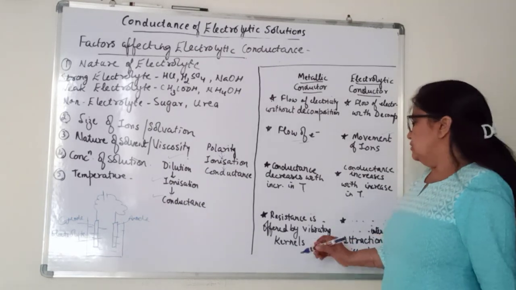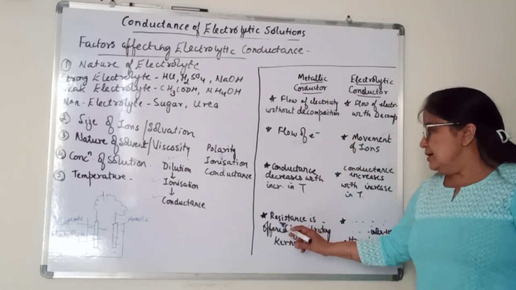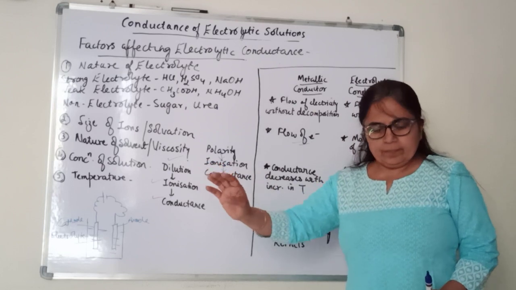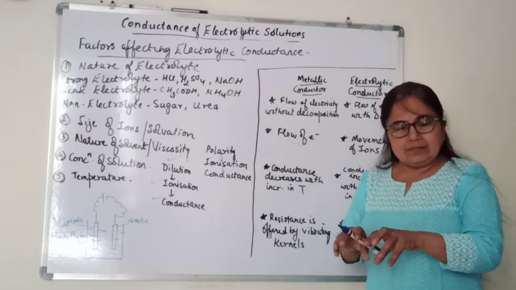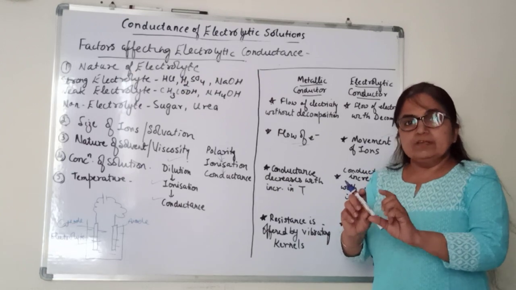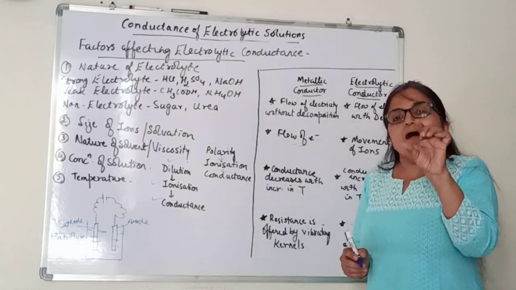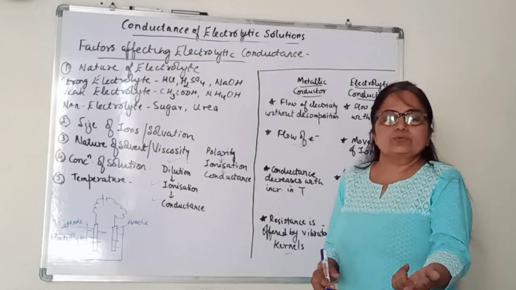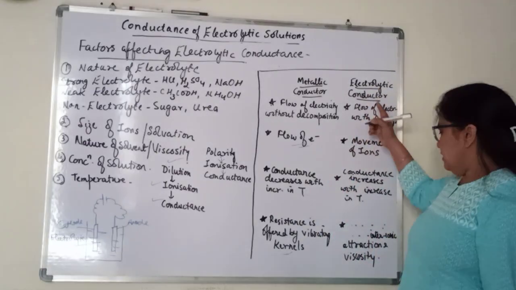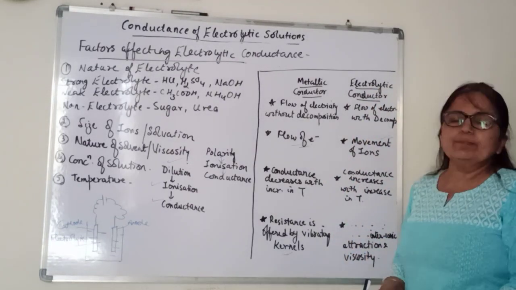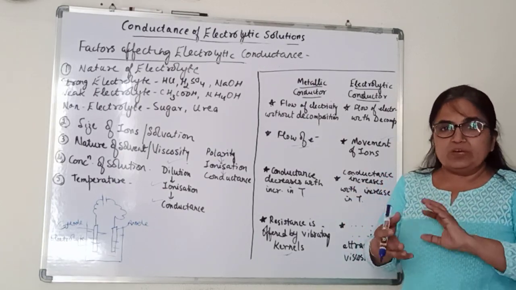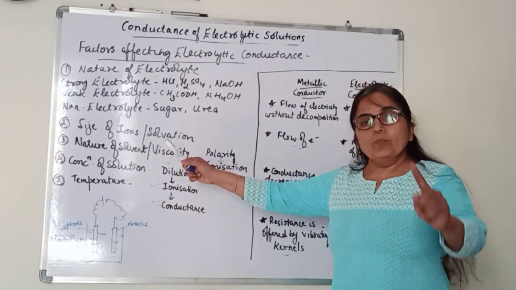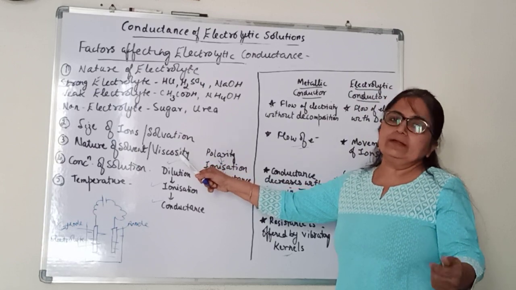The fourth comparison between the two. In a metallic conductor, resistance is offered by the vibrating kernels. It means when the electrons are flowing, the positively charged metal ions are there. Their vibration is causing the resistance. The metal ions are called kernels. So the vibrating kernels offer resistance to the flow of electrons. Whereas in an electrolytic conductor, the resistance is offered by the interactions between the ions. The interactions and viscosity that we have discussed here. More the viscosity, lesser will be the electrolytic conductance.